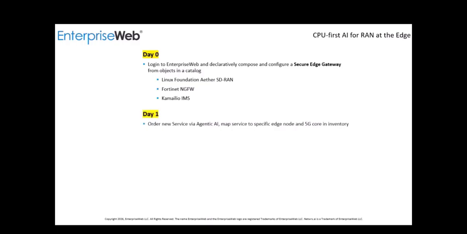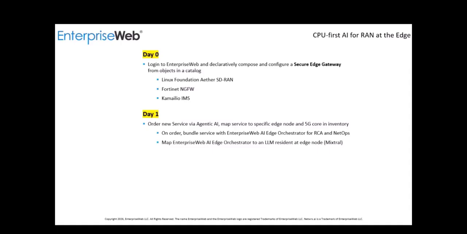So we're going to do day 0. We're going to log in to Enterprise Web that's deployed in Snowflake, and we're going to set up, going to compose a service declaratively with Linux Foundation's Aether SD-RAN, Fortinet Next Generation Firewall, Camalio IMS. We're going to order that service through an agent. We're going to map that service to specific edge node and 5G core and inventory. We're going to order that. We're going to bundle it with our edge orchestrator.